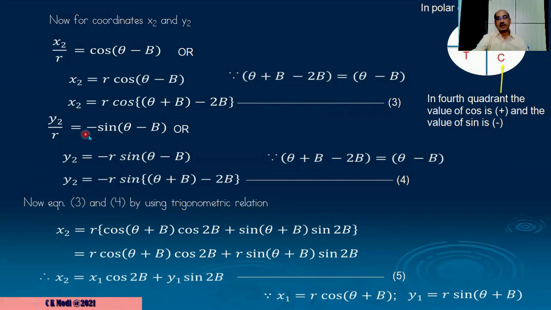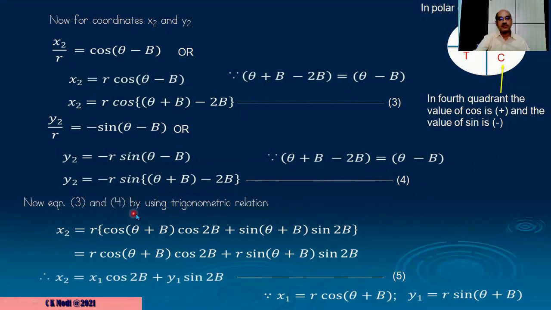Now y2 upon r. Why does it become minus sine of theta minus b? Because look at this here, in polar coordinates in the fourth quadrant, the value of cos is plus. However, the sign of sine is minus. So that's why the value of sine is minus. So y2 is equal to minus r sine(theta minus b). Instead of theta minus b, we can write it in this way also, theta plus b minus 2b. This is equation number 4.